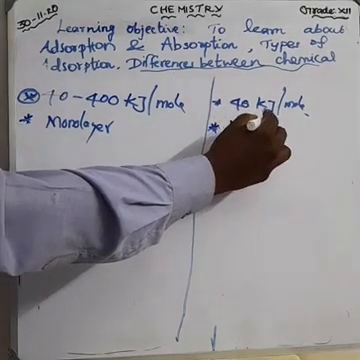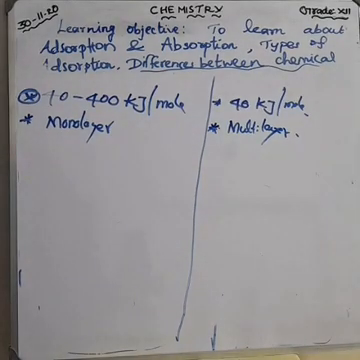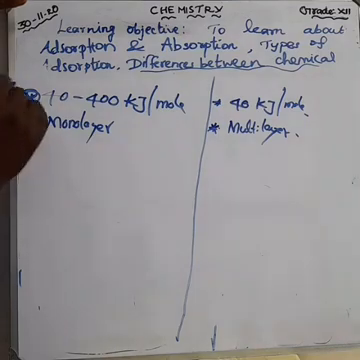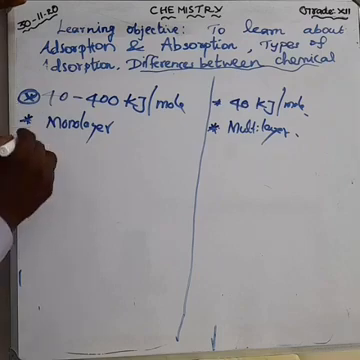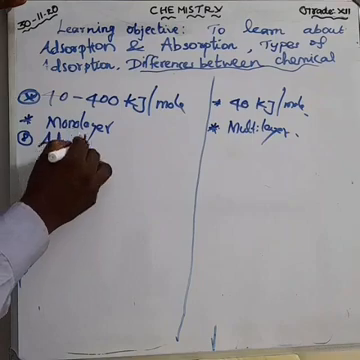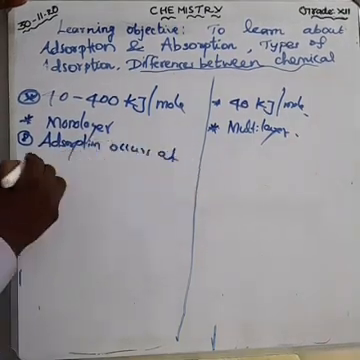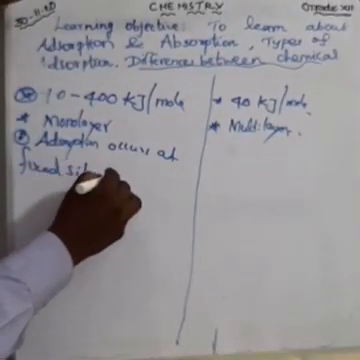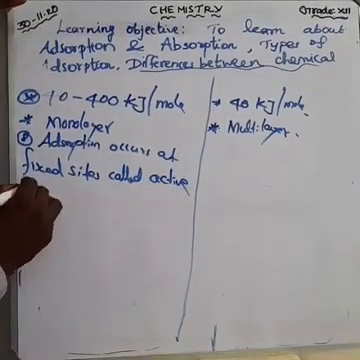What is about the multi? Multi means many layers. And about here, the eighth point: adsorption occurs at a fixed site called active centers. Don't forget that. Adsorption occurs at a fixed site called active centers.